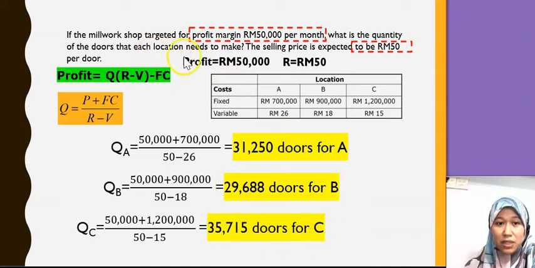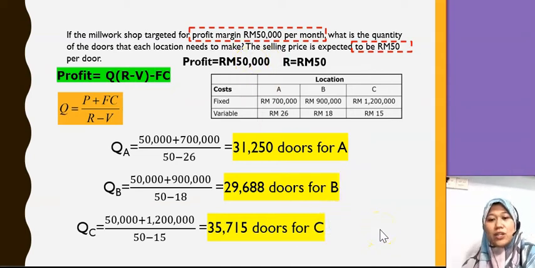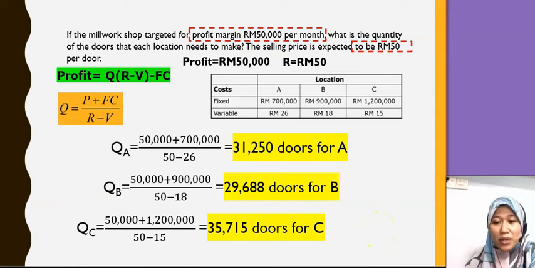Sebab dia kata each location berapa pintu dia kena buat. So location mana yang paling banyak kena buat pintu? Location C untuk achieve RM50,000 profit. Okay, so that's for cost volume analysis with the profit equation.